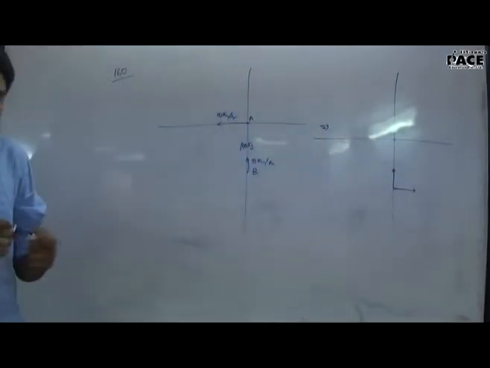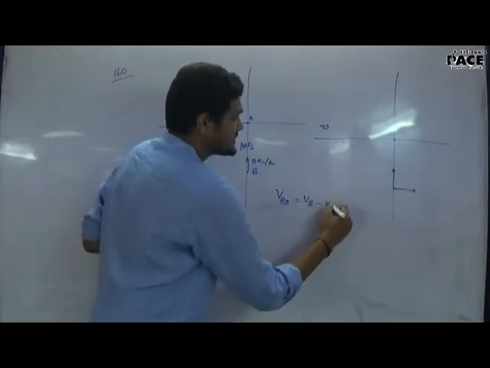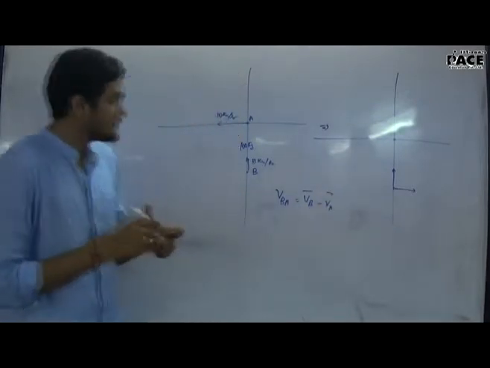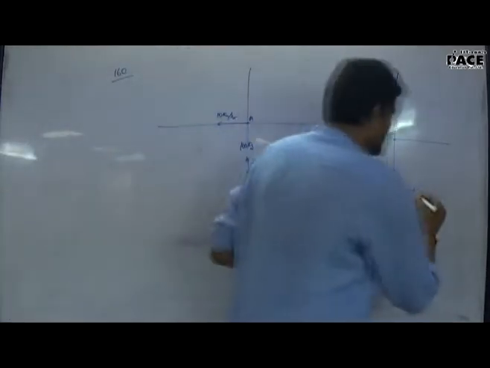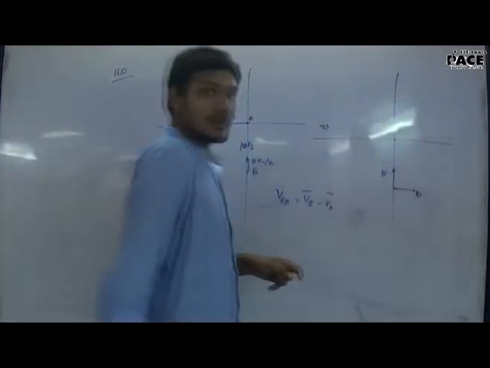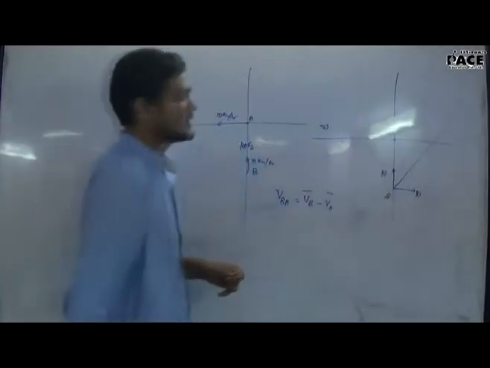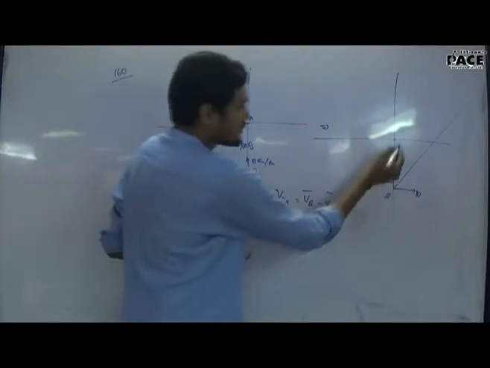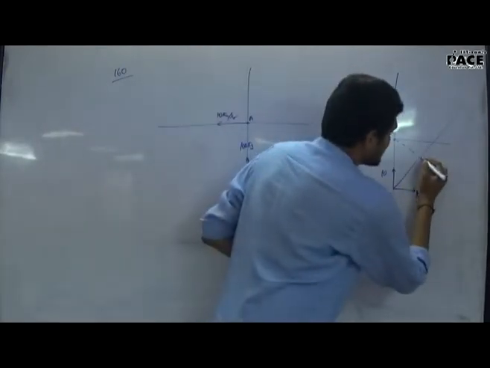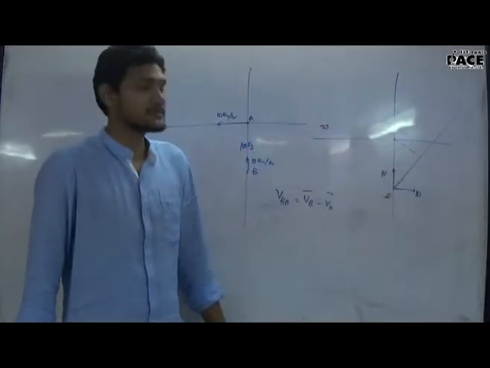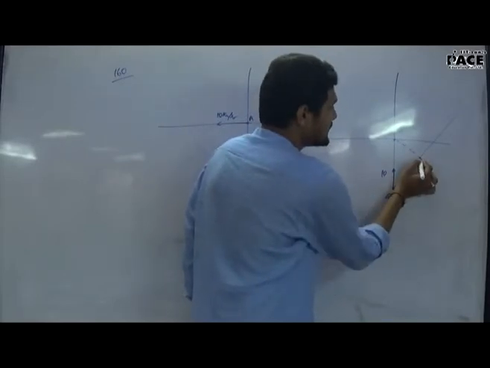Because velocity of B with respect to A will be equal to VB minus VA. So minus VA, if VA is in the west direction, minus VA should be in the east direction. So the velocity of this particle is 10 along this and 10 along this. So with respect to A, particle B's motion will be in this direction. This is the point at which the separation between them is smallest. So we have to find the time taken for particle B to reach from this point to this point, right?